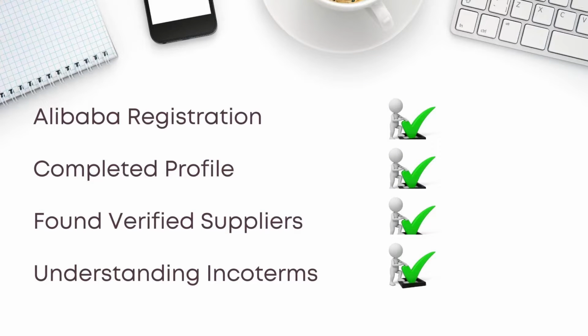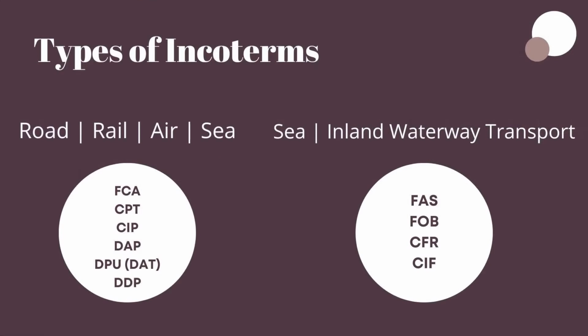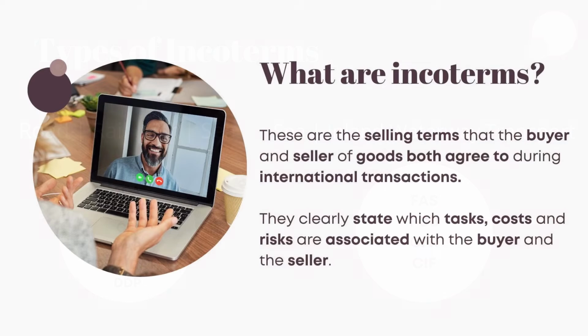So you've set up your Alibaba account, filled in all your information accurately, and you've used the tips and tricks I've given you to find suppliers. So you found your suppliers and now you're bombarded with all these terms. These terms that you encounter are called Incoterms, such as EXW, FOB, CIF, and so forth. In my videos, I'm going to try and explain them as simply as possible.